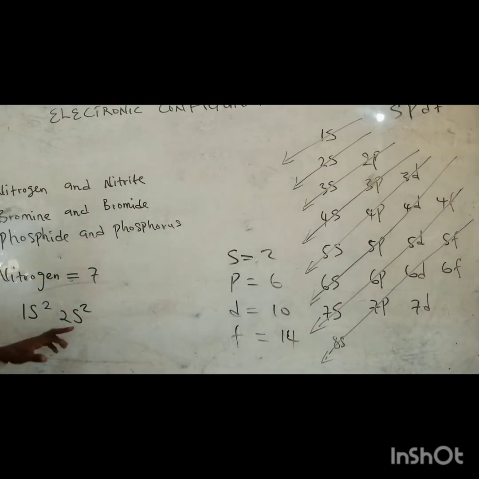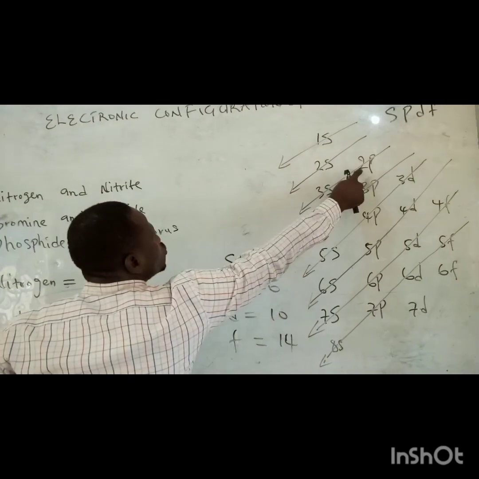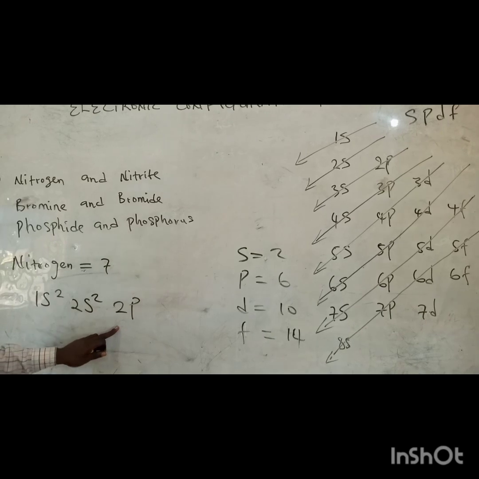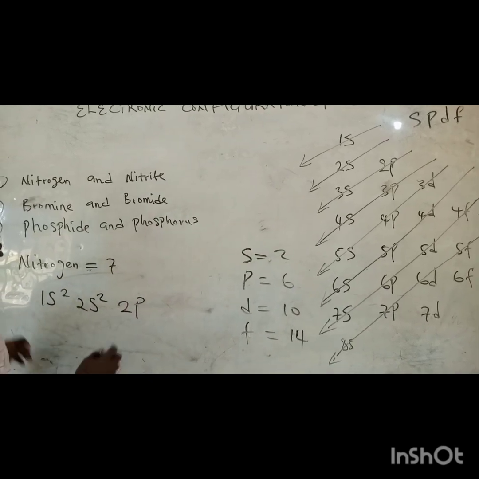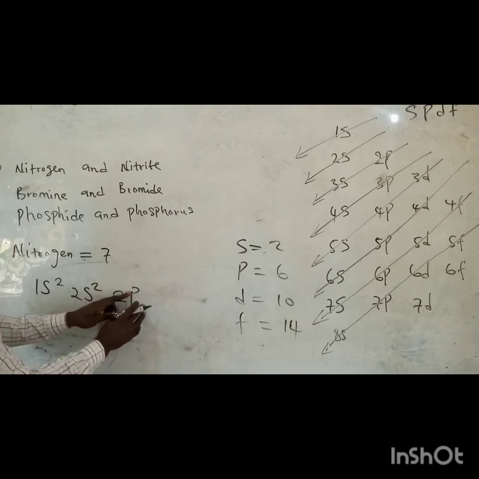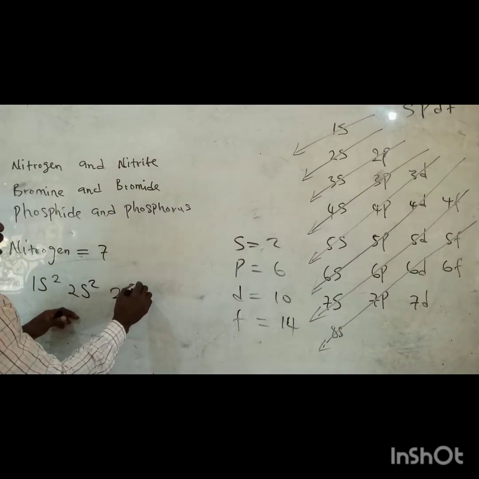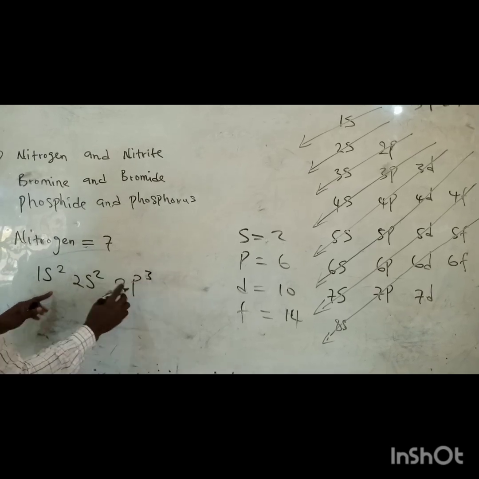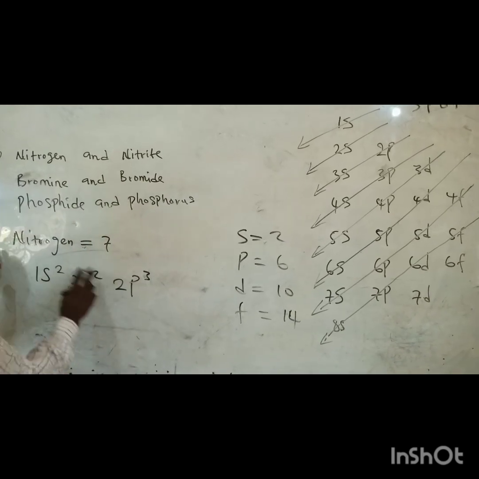After you have 2s, the next one is 2p. I told you that p carries a maximum of 6. I just left to complete this one, we have 3. So this is the electronic configuration of nitrogen: 1s2 2s2 2p3.